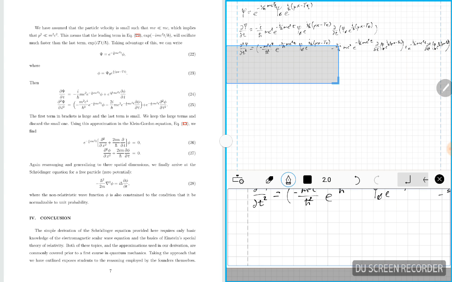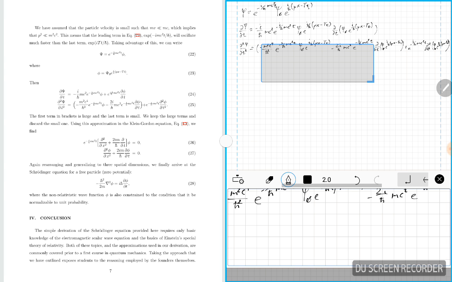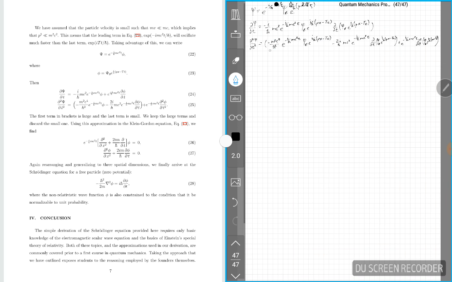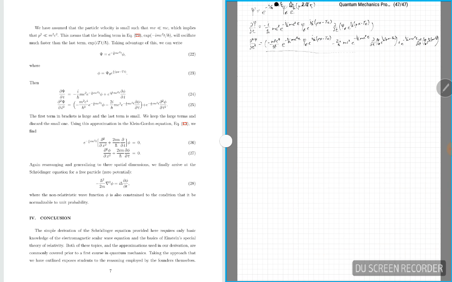Now what we have here, or we can make our approximation, is that this first term is big and this second one is little.